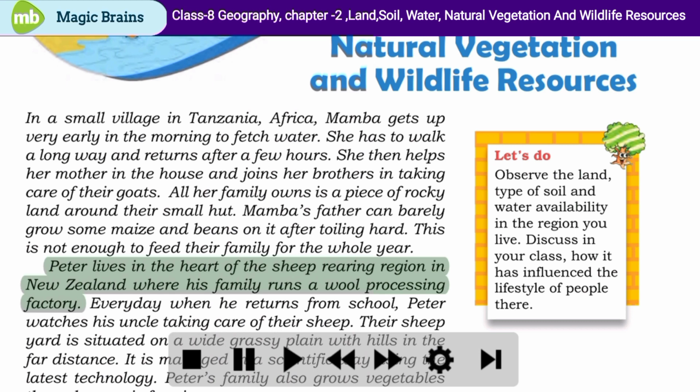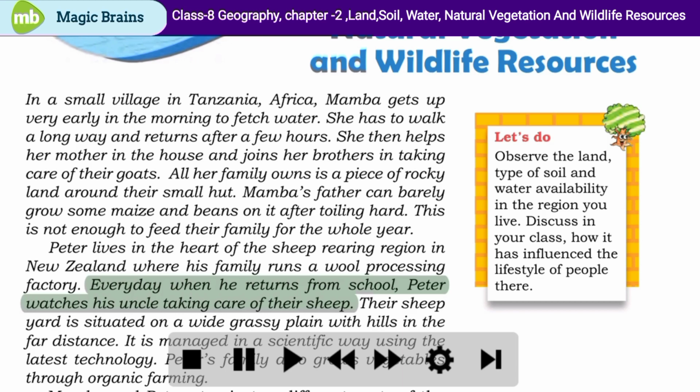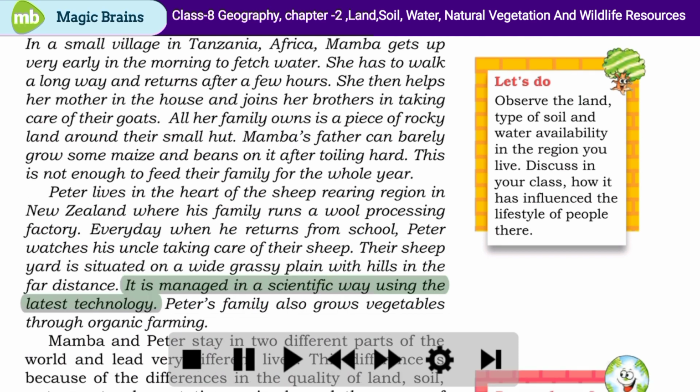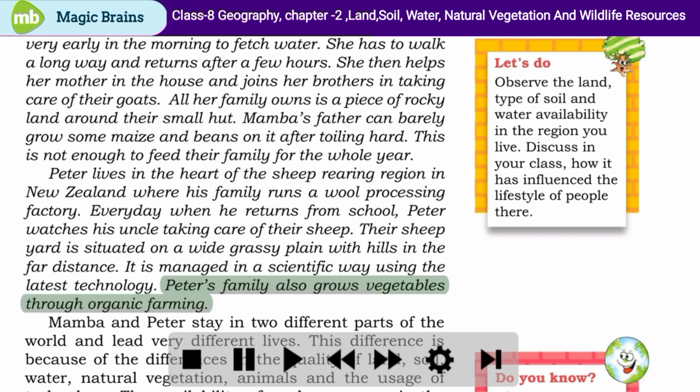Peter lives in the heart of the sheep rearing region in New Zealand, where his family runs a wool processing factory. Every day when he returns from school, Peter watches his uncle taking care of their sheep. Their sheep yard is situated on a wide grassy plain with hills in the far distance. It is managed in a scientific way using the latest technology. Peter's family also grows vegetables through organic farming.